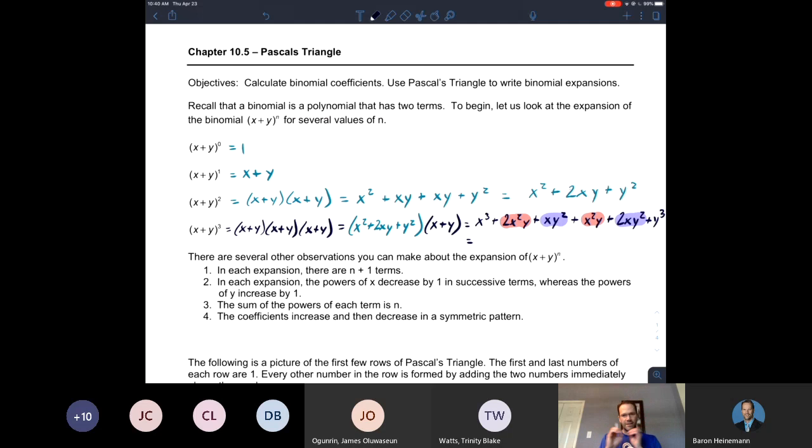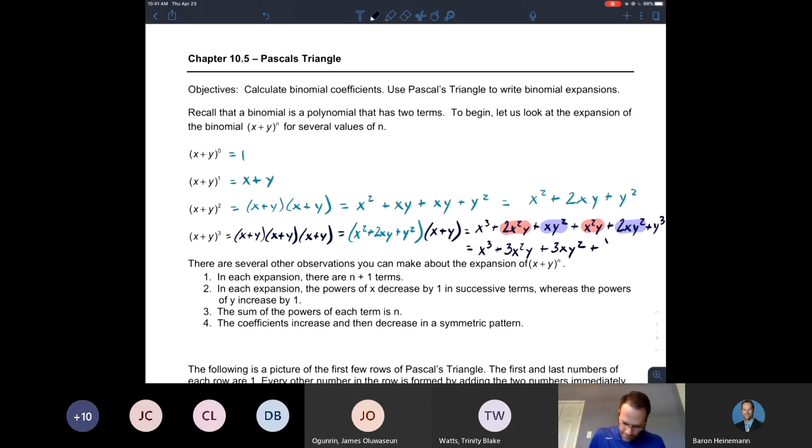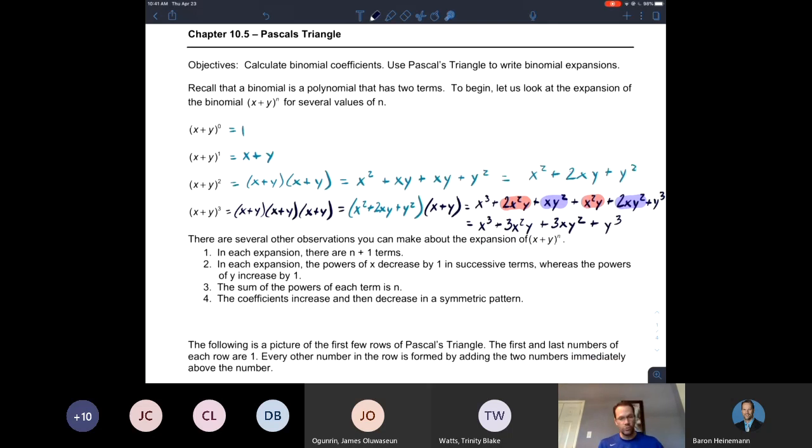The ones that I've highlighted are like terms, so I can put them together and simplify this. X cubed plus 3 x squared y's, since it's 2 of them plus another 1 of them, plus 3 xy squareds. If you look at the blue ones, xy squared and 2xy squared makes 3 of them, plus y cubed. All right, so x plus y cubed, when you take that binomial and raise it to the third power and expand it, you end up with this.